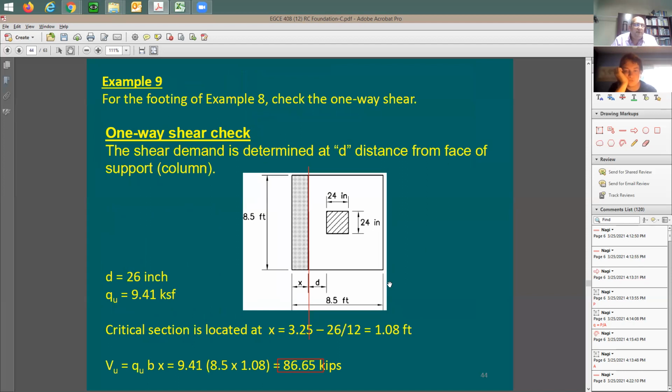To find out the shear, we're going to be going at D distance away from the face of support, like what we have done in the beam shear design. This depth is about 26 inches, so that this X distance is going to be equal to the total cantilever length, 3 1/4, subtracting this depth, but in terms of feet. So I'm going to end up with this X to be like just a foot.